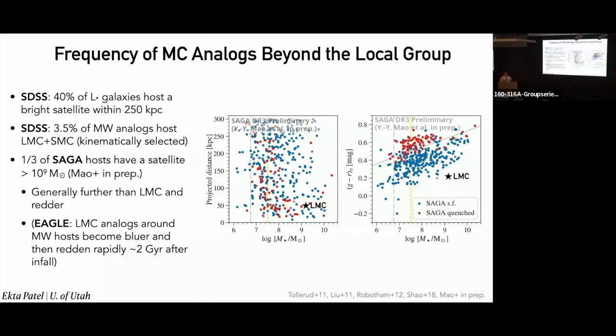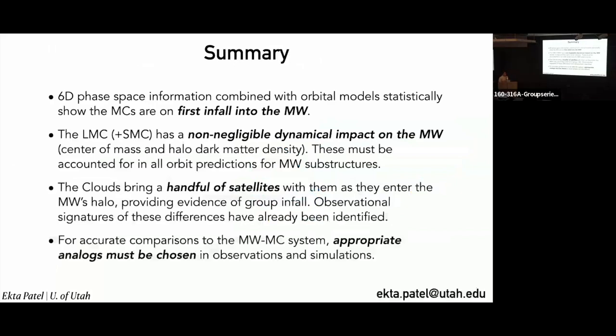So I am very much out of time. So I'm going to leave you with my conclusions, which are that with the 6D phase space information and orbital models, we can statistically show that the Magellanic Clouds are on their first infall into the Milky Way. The LMC certainly has a non-negligible impact on the entire dynamics of the Milky Way halo from large to small scales, including all the substructures that are related to the Milky Way. The clouds we know have a handful of satellites that enter with them into the Milky Way's halo. So this is the sort of first evidence of a group infall in a cosmological sense.